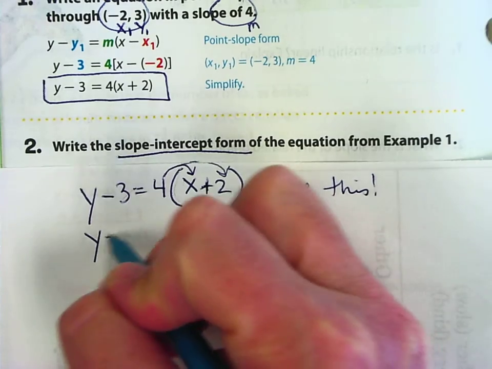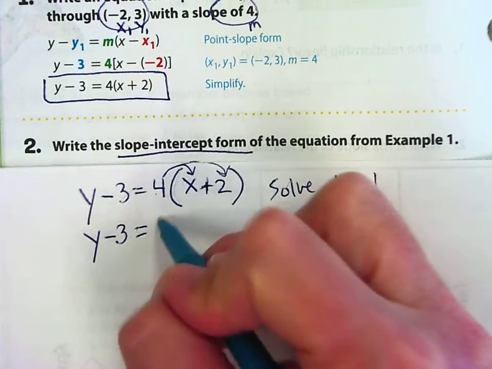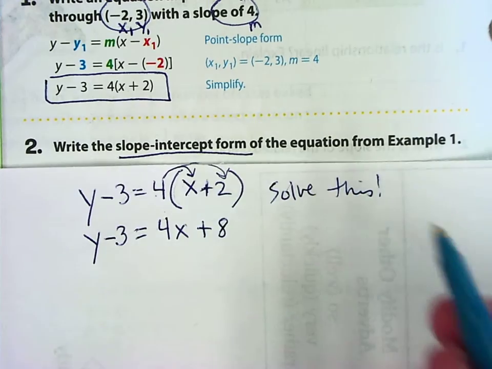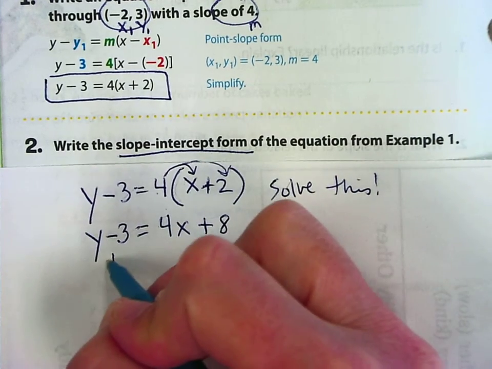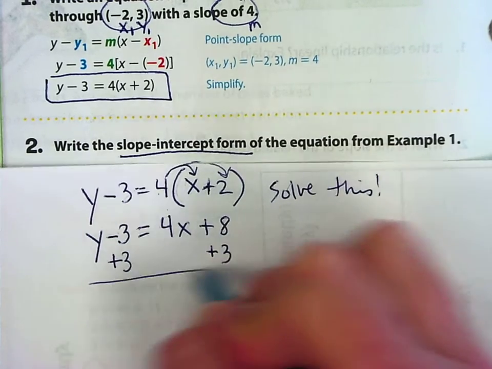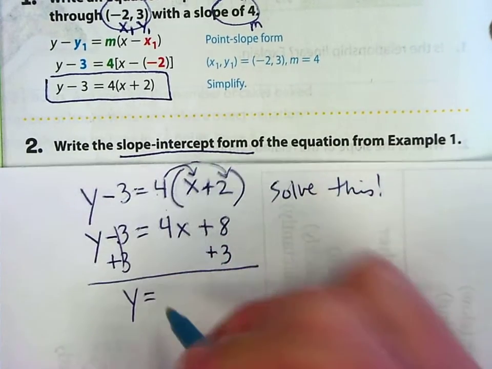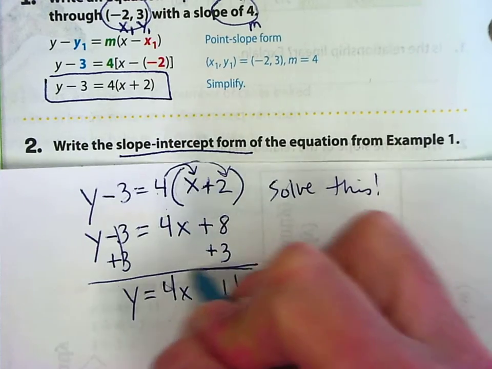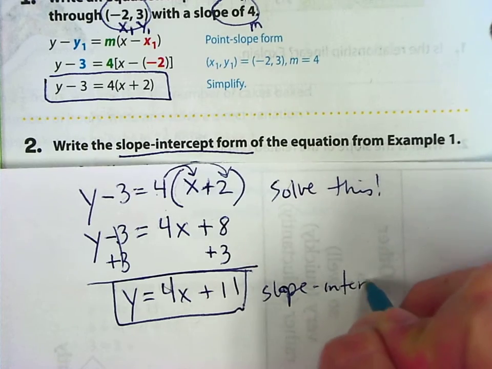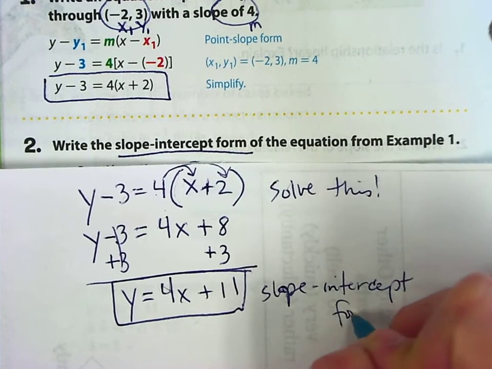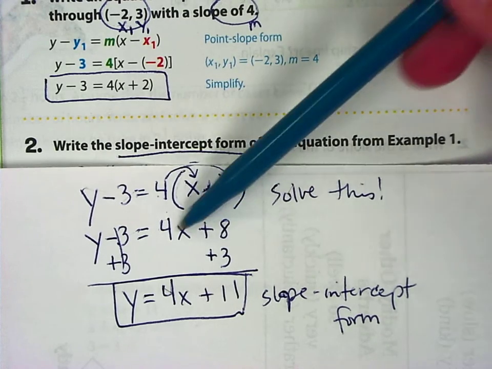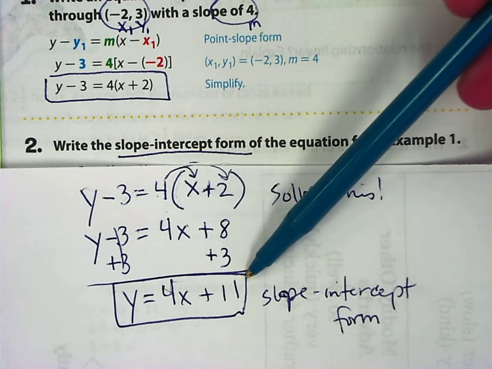So this is going to stay y minus 3. 4 times x is 4x. 4 times a positive 2 is positive 8. And then your last step after you distribute is to move this 3 to the other side and combine it with this number, because these two are like terms. So y equals 4x plus 11. This is now slope-intercept form. This is point-slope form, and after I solve it, I have slope-intercept form.